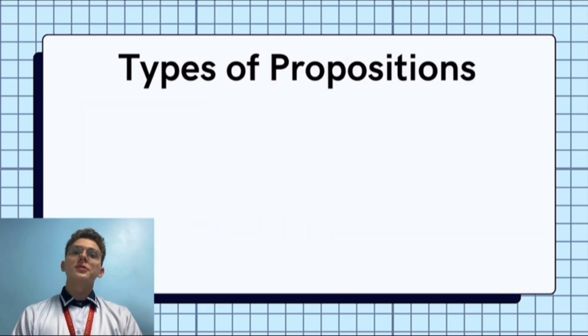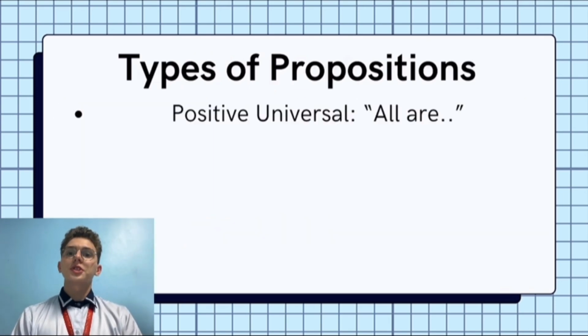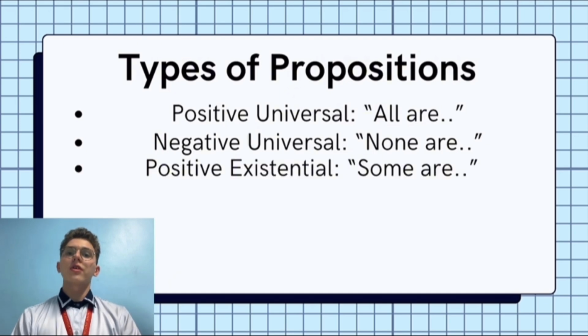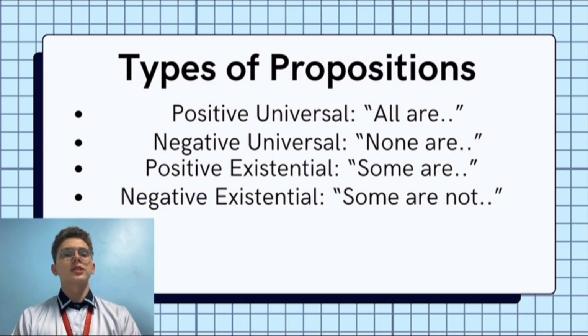Now, there are 4 types of propositions that are used in syllogism. First is positive universal, which states that all are. Second is negative universal, which states that none are. Third is positive existential, which states that some are, and fourth is negative existential, which states that some are not.